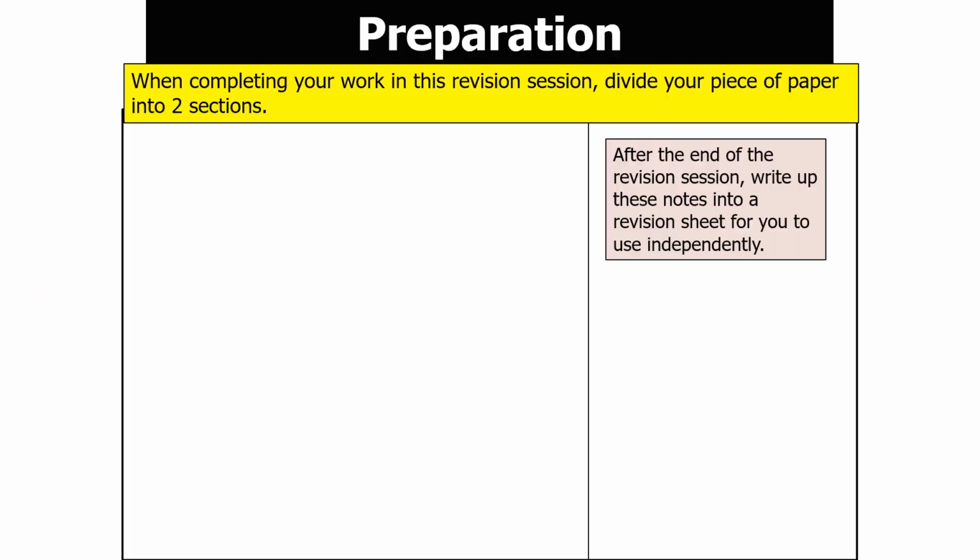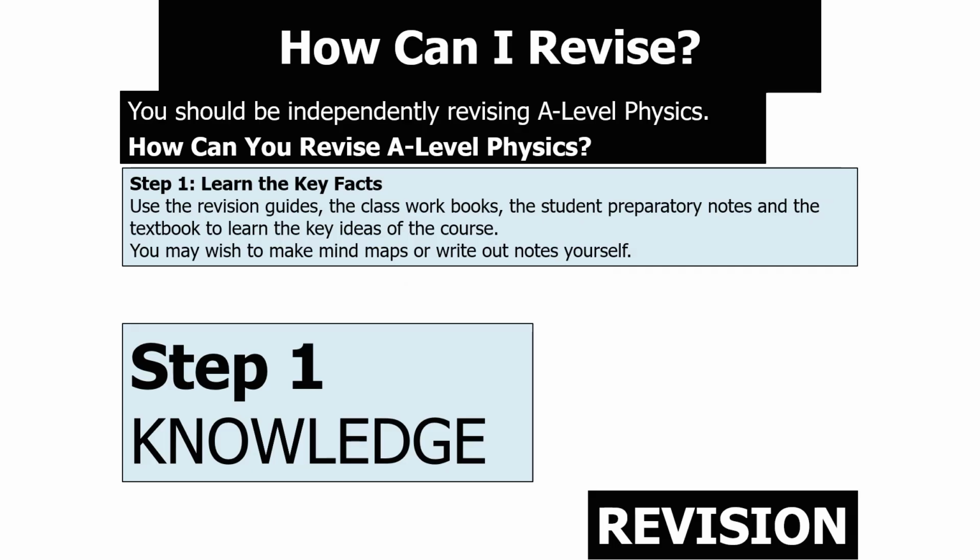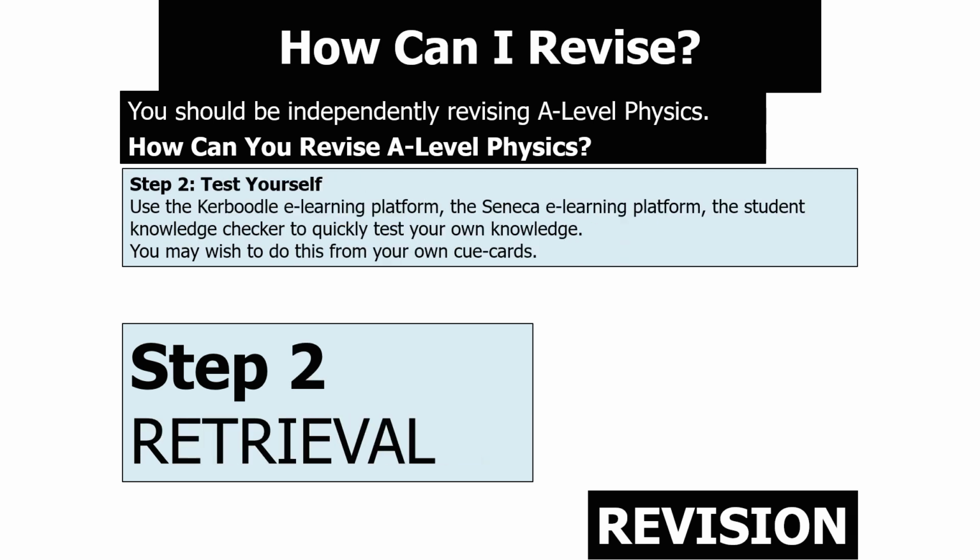Now, how can you revise AQA A-Level Physics? The first step is to learn the key facts. Use revision guides, class workbooks, student prep notes and a textbook to learn the key ideas of the course. You may wish to make mind maps or to write out the notes yourself. The second step is to test yourself. Use things like Cabodle, Seneca, student knowledge checkers to quickly test your own knowledge, and you may wish to do this from your own cue cards.